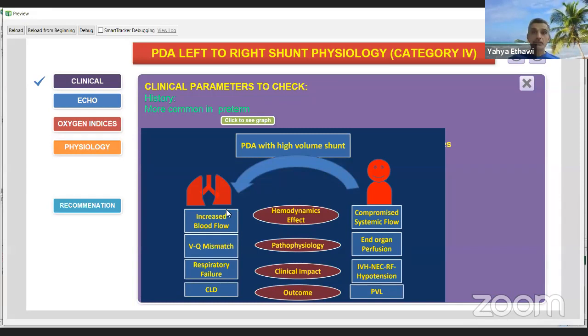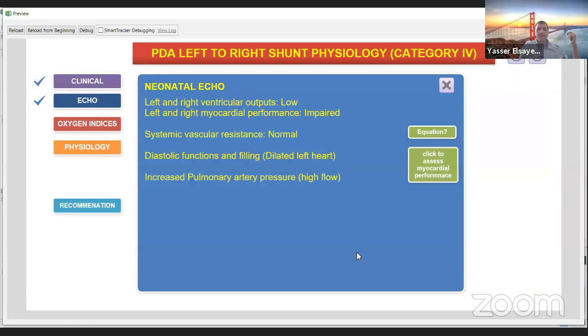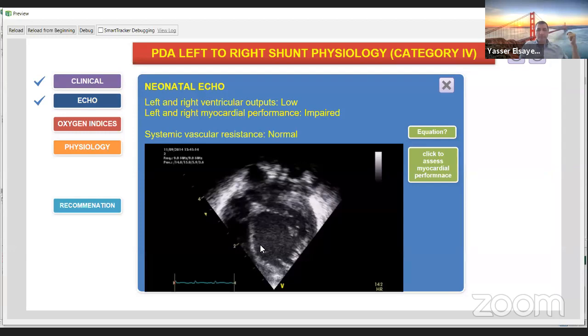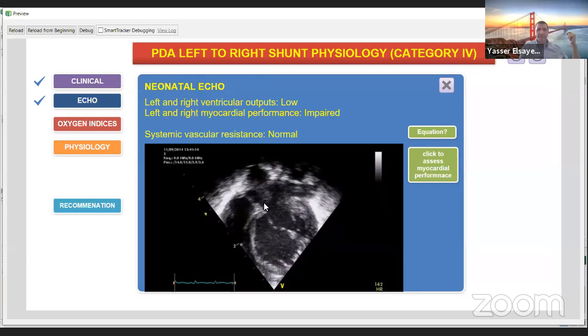So you have chronic lung disease on the pulmonary side. This slide is just showing the consequences of left-right shunt. And I don't have to go through the details of diagnosis. Typically in echocardiography, you will see a very dilated left heart, like a ballooned left heart, very dilated left ventricle, very dilated left atrium, and very dilated pulmonary venous return.